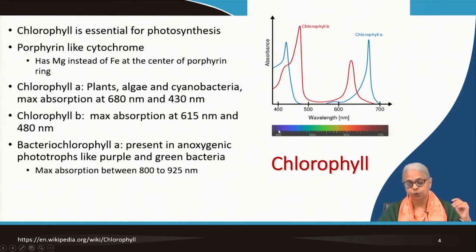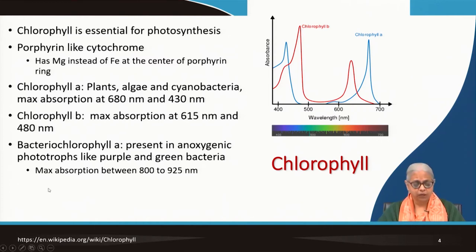The highest absorption is in the blue region and the red region. Both chlorophyll A and B are absorbing light in the blue and red regions. So the maximum absorption for chlorophyll A is at 680 nanometers as well as 430 nanometers. And chlorophyll B has maximum absorption at 615 nanometers followed by 480 nanometers.